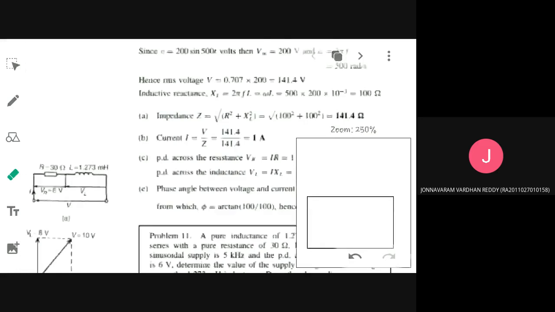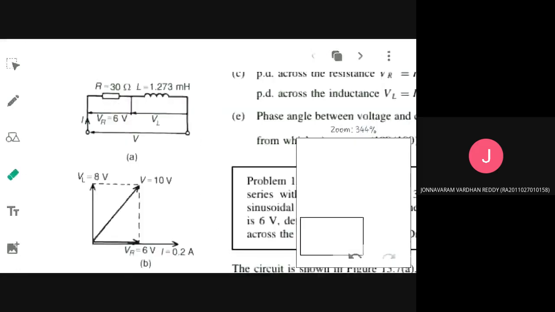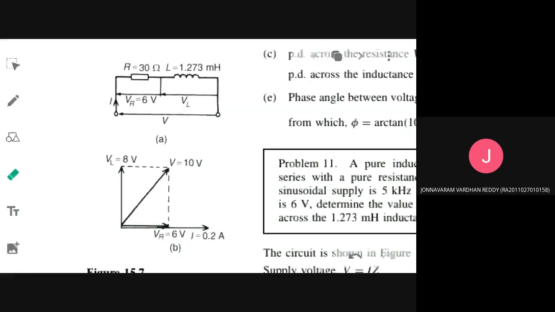So this is how you have to draw the circuit, RL circuit and the phasor diagram. I have already taught you how to draw the phasor diagram in the earlier class, isn't it? Same way. What will be taken as a reference? Here you will be taking VR as the reference, which is equal to 6 volt. They have given it in the problem directly. And then you have to find out the current also. Both current and voltage will be in phase. So I is drawn in phase with VR.